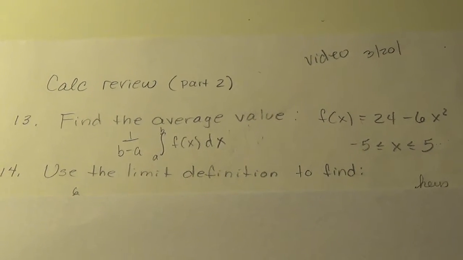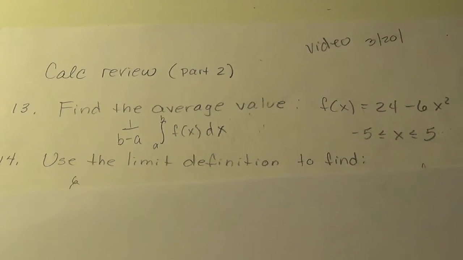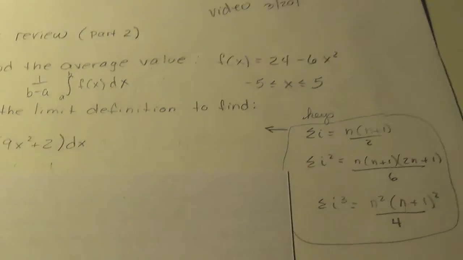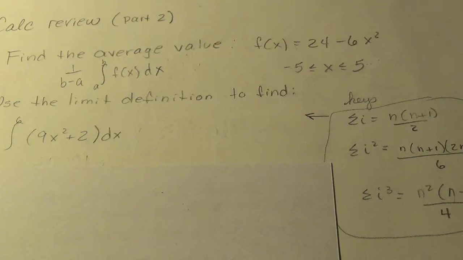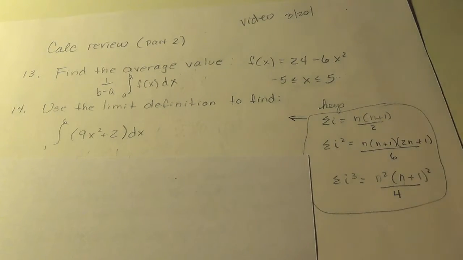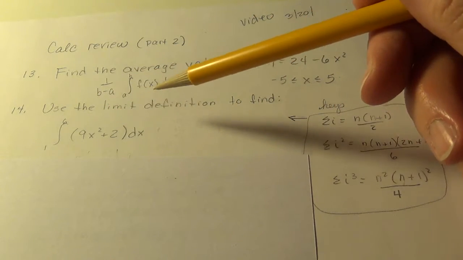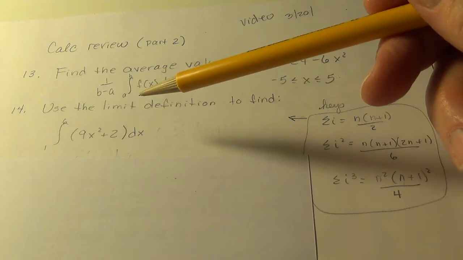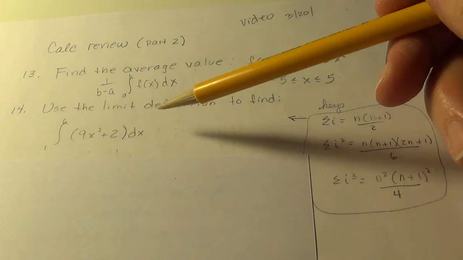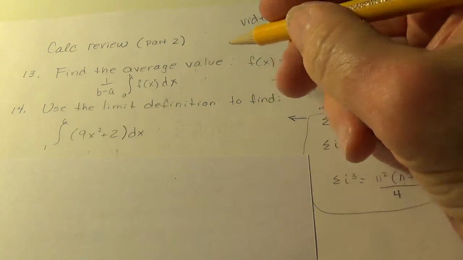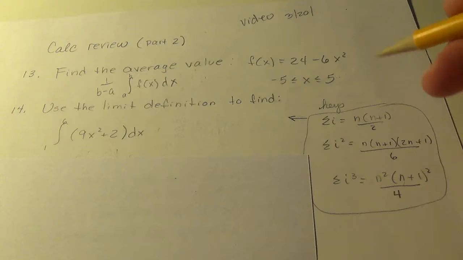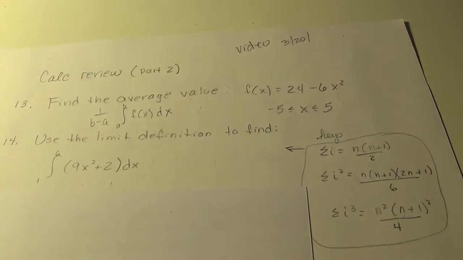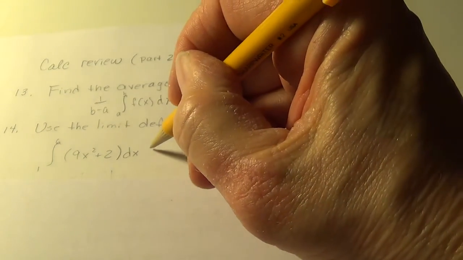Number 14 is use the limit definition to find this integral. In order to do that, there are some keys to the kingdom here. And let me see if I can get them all in the screen. Alright, so here's the integral, and we're going to do it the long way with the limit. We're going to take an infinite number of rectangular boxes and find the exact limit by letting the number of boxes go to infinity. In the middle of that, these keys pop up, and I'll give you those keys on the test or on the board. You don't have to memorize those. They won't stick that long anyway.